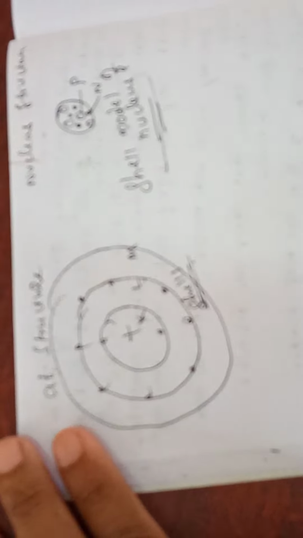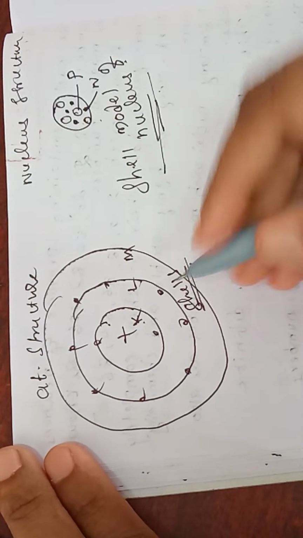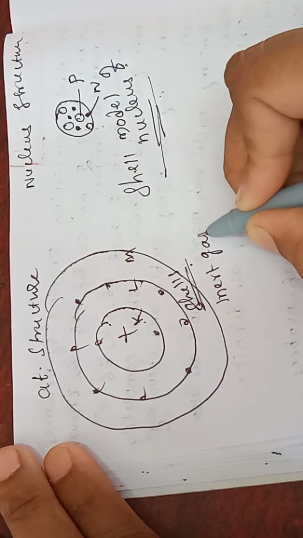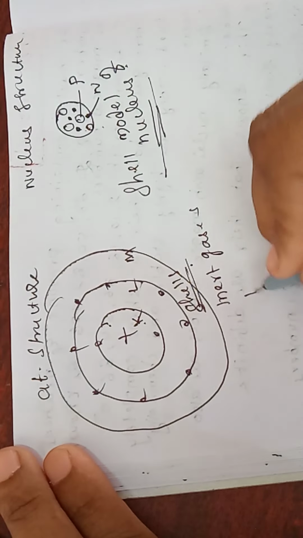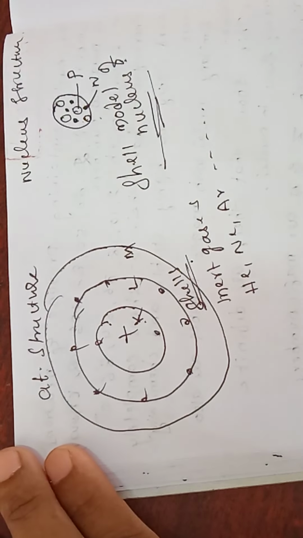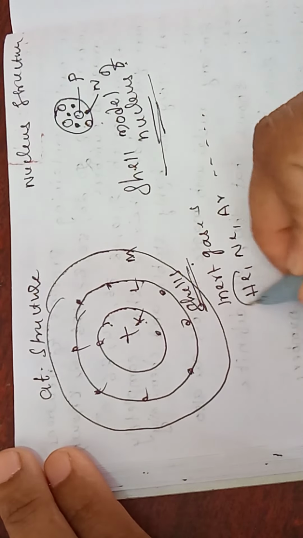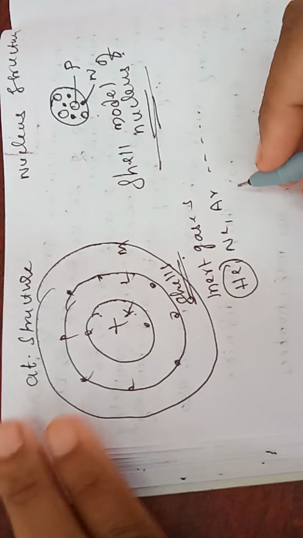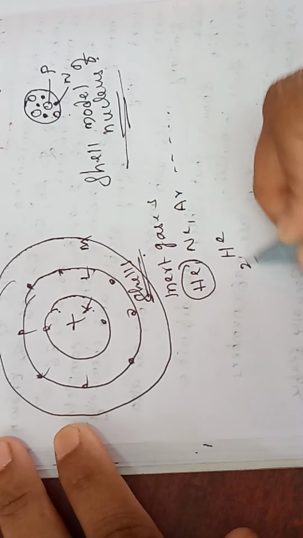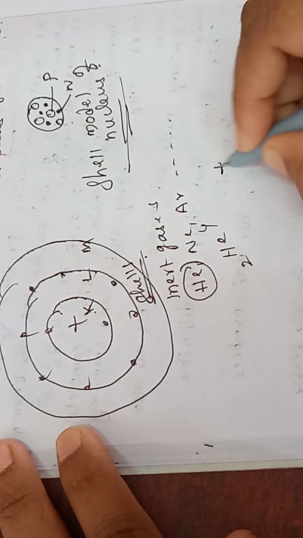Now the second thing, about magic numbers. Now here, if we take what we call inert gases, no? What are inert gases? Helium, neon, argon, radon, and so on. So what is happening in the inert gases? Why do we call it inert? Because if we take the example of helium, so what happens? Nucleus.